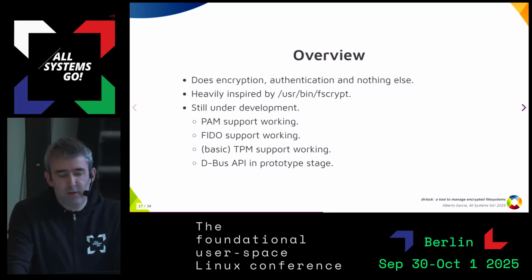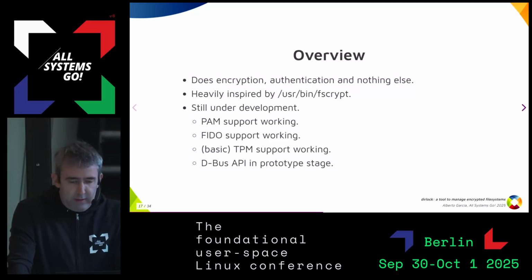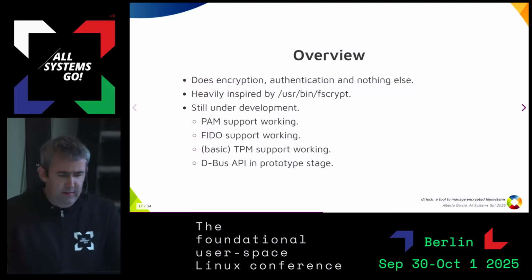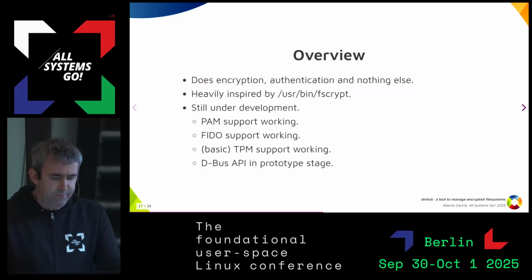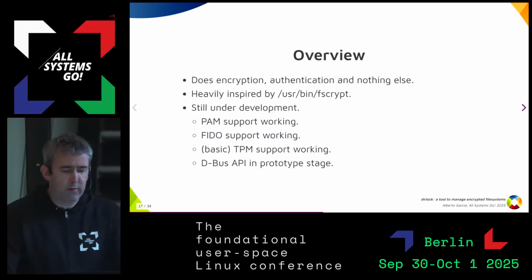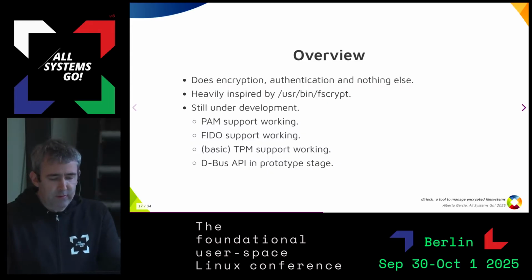The PAM support is working, FIDO support is working. We have basic TPM support working. We use the TPM basically as an anti-brute-force mechanism at the moment. As I said earlier, we expect users to have very weak passwords, so the TPM offers a protection mechanism: if you try to brute force a password, it will lock you out after a number of attempts. So that's what we're doing at the moment. There's also a D-Bus API, although it's at prototype stage, so not really usable yet.